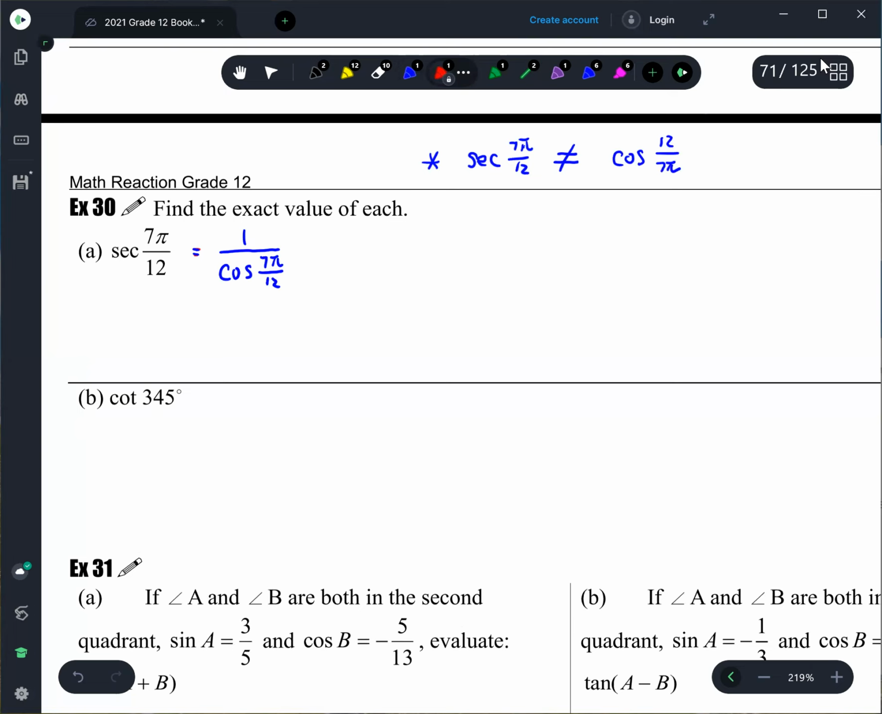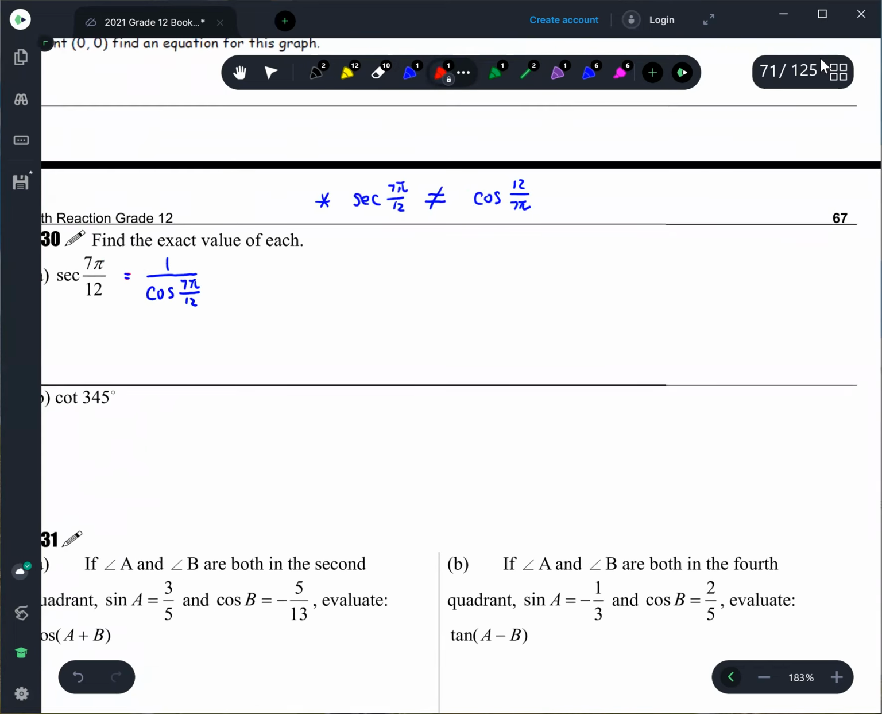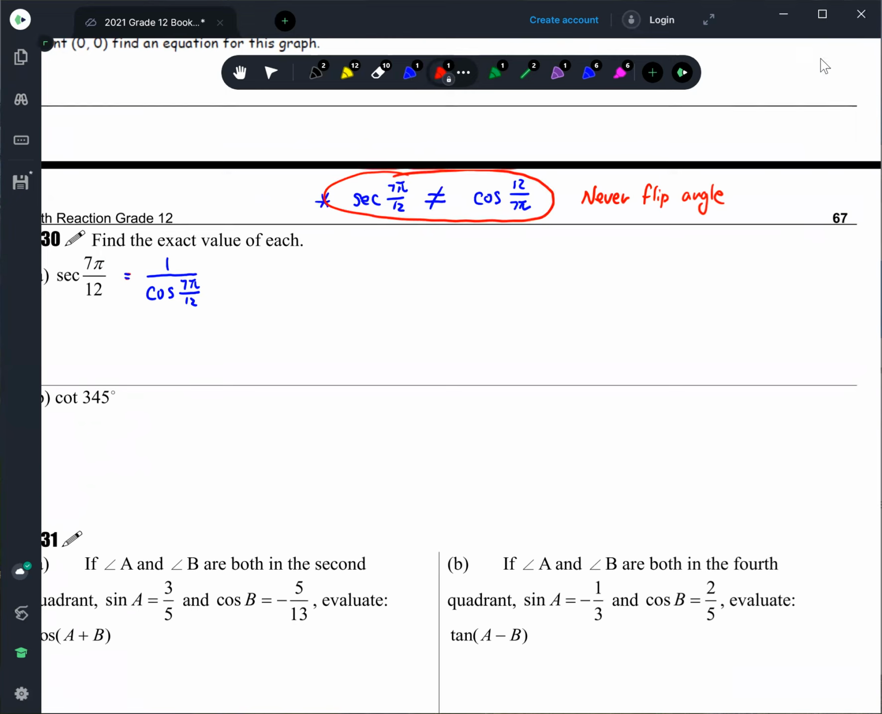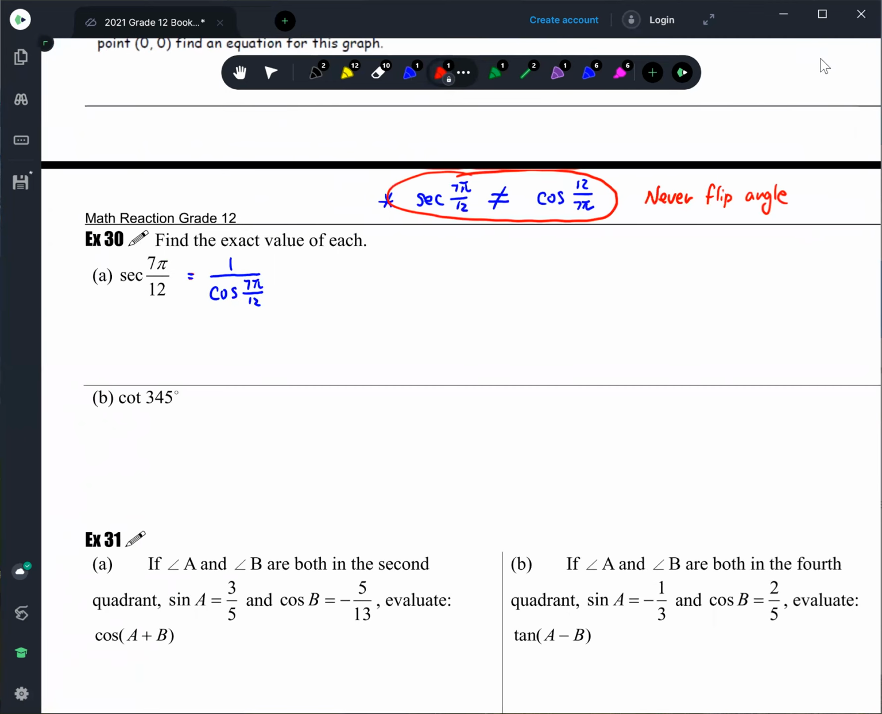You never flip the angle, okay? Never flip the angle. Very important. Do not flip the angle. It's 1 over the whole thing, all right? So the correct way is to write it as 1 over cosine 7 pi over 12, okay? The angle stays the same.